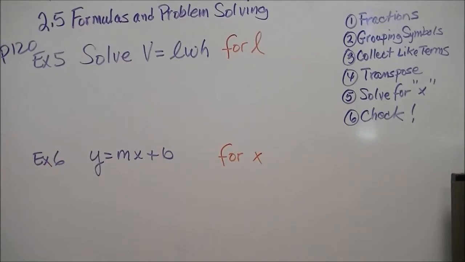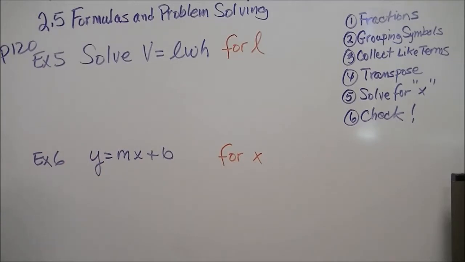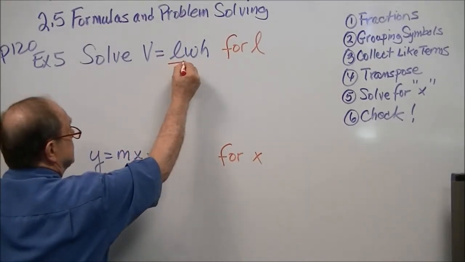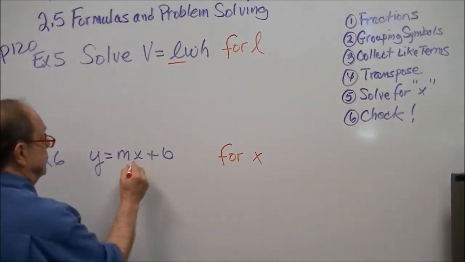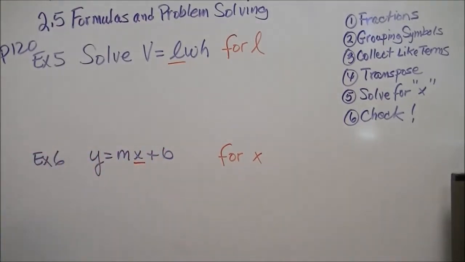As we go into example 5 and 6, these are related. And here we are looking to solve for a particular letter. Here in the case, we want to solve for L. Here we want to solve for X. And we're going to use these techniques. No fractions, no grouping symbols, no collecting like terms. Basically, we're going to transpose so that we isolate the letter.